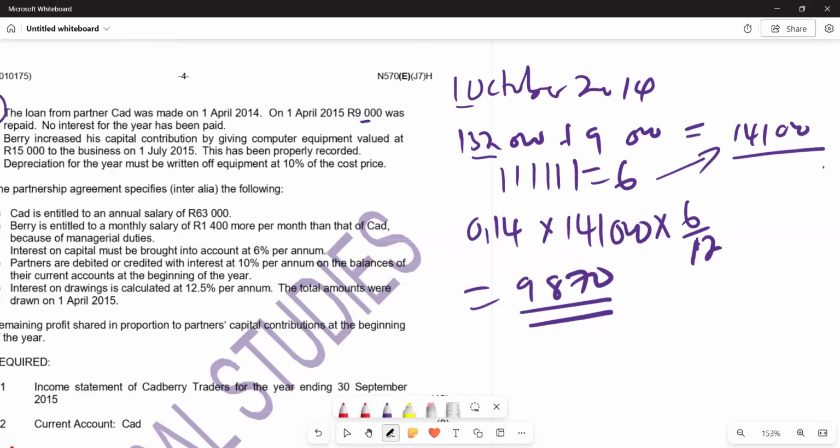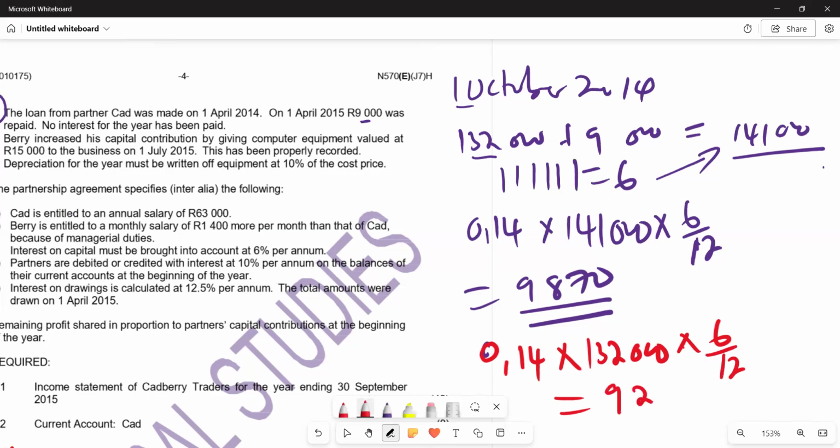Interest after repayment, now we are saying 0.14. We multiply by 132,000. That was after the repayment was made. And also, we have got the remaining 6 months times 6/12. We calculate it as such. You see that the answer that we are going to get there is going to be 9,240.